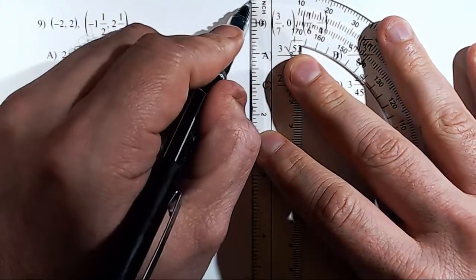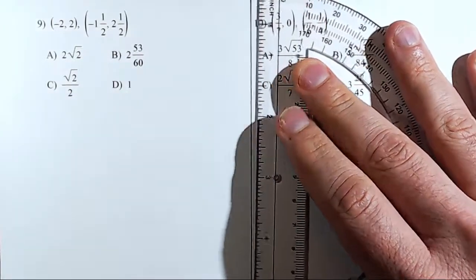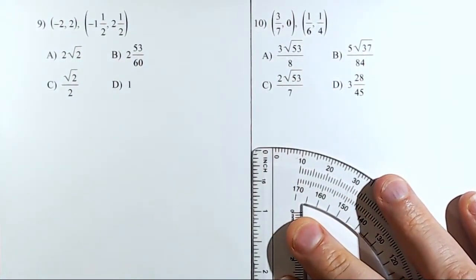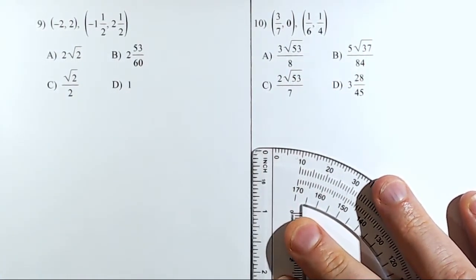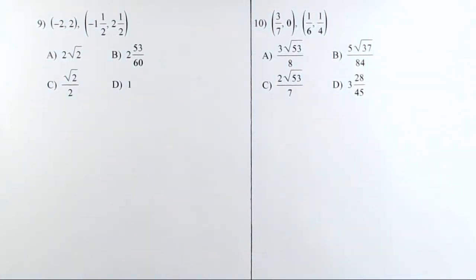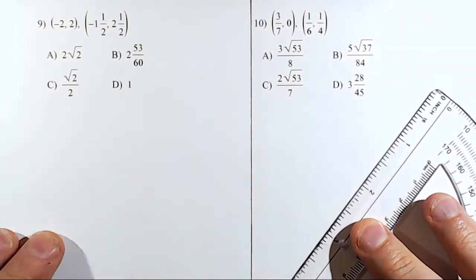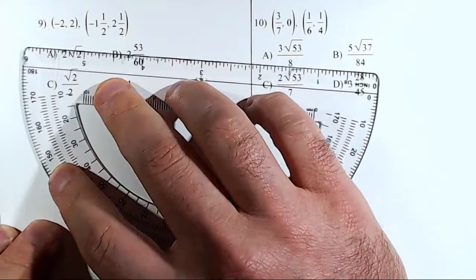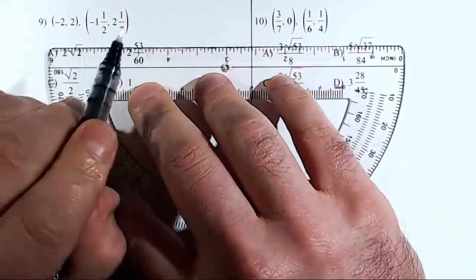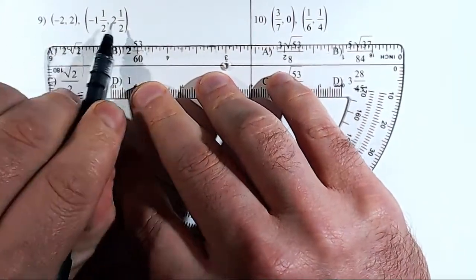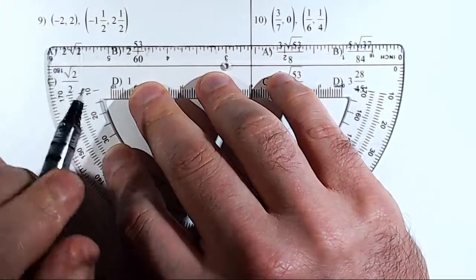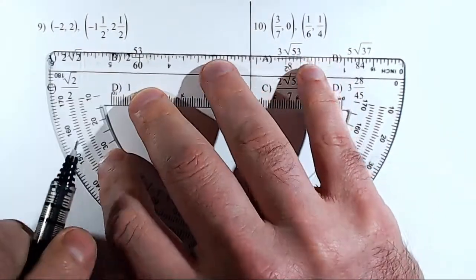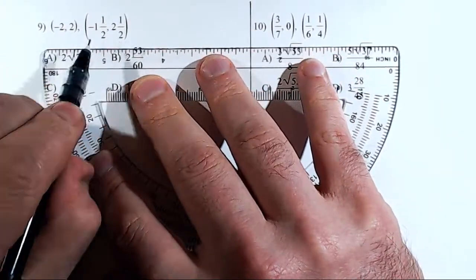All right, so we're going to do these last two problems. And they look like they're really hard, but maybe they're not. We'll see. Okay, so the first thing we got to do here is, look how innocent this looks. We're going to convert these to improper fractions.